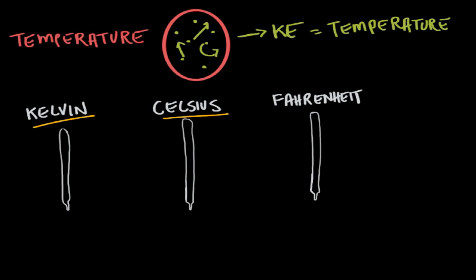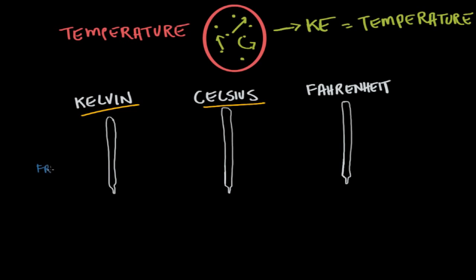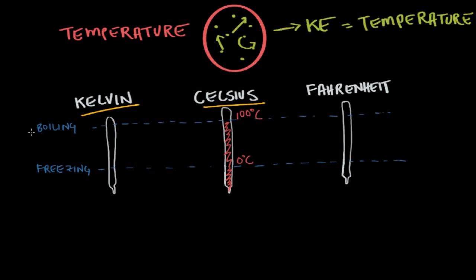So as a point of comparison here on these thermometers, the freezing point of water occurs at 0 degrees Celsius. That's where water freezes. And then the boiling point of water occurs at 100 degrees Celsius. That's where water turns into steam. And I'm going to write H2O here real quick just so we don't get confused that we're talking about the freezing and boiling point of water.